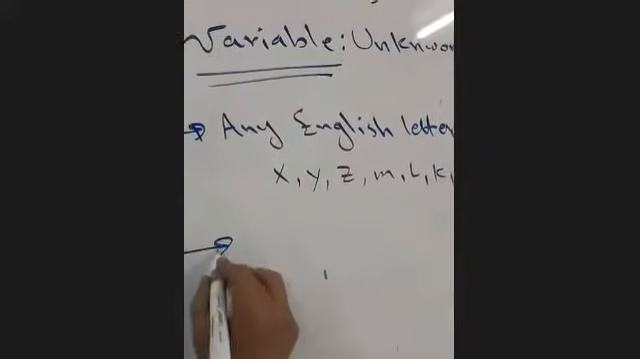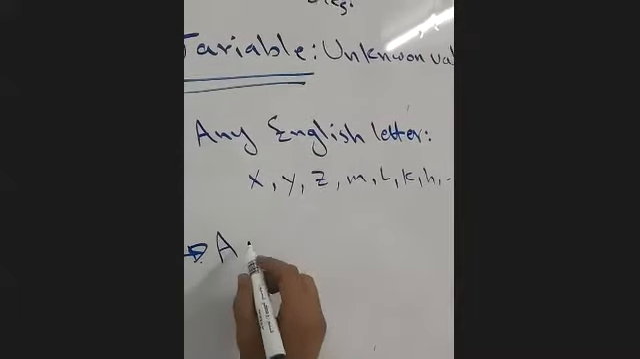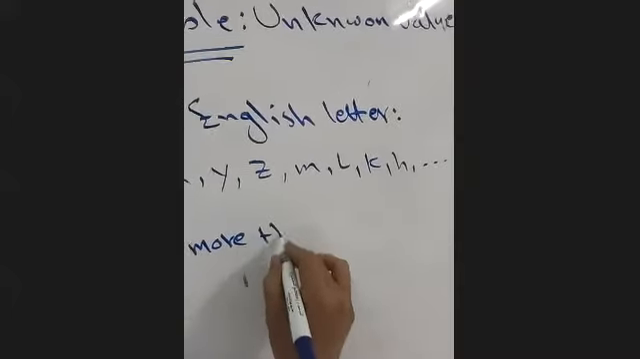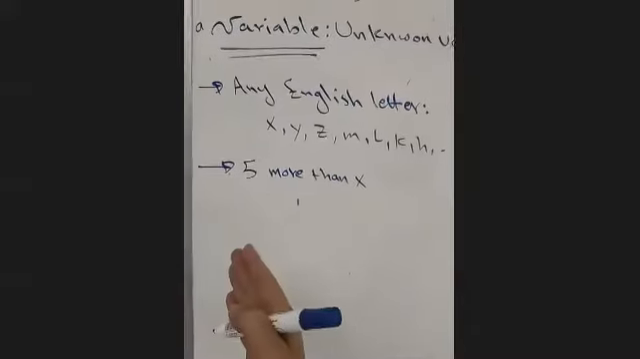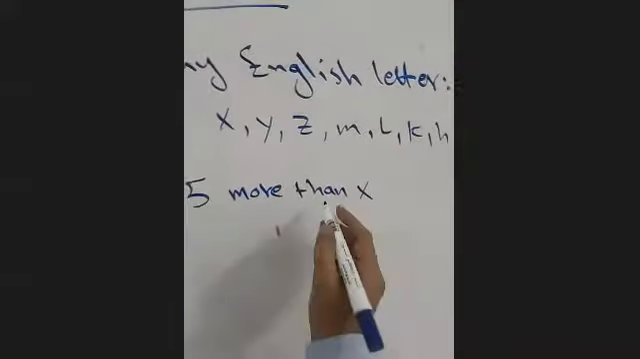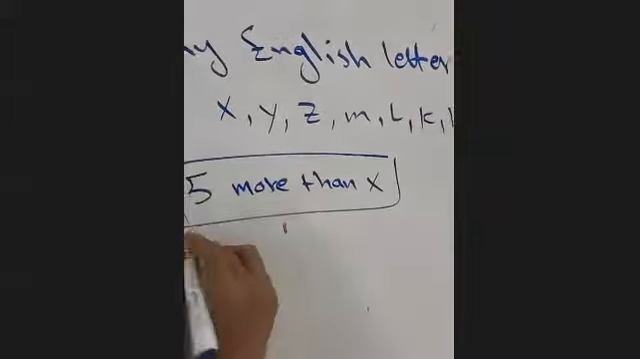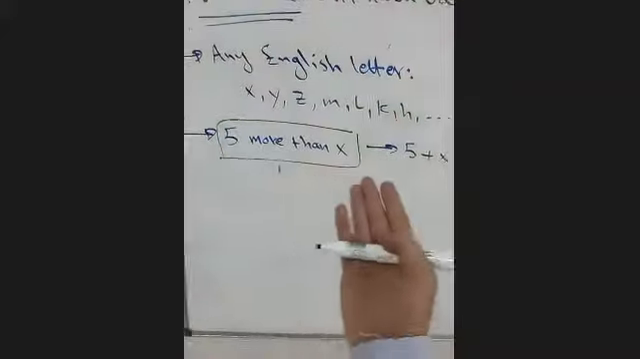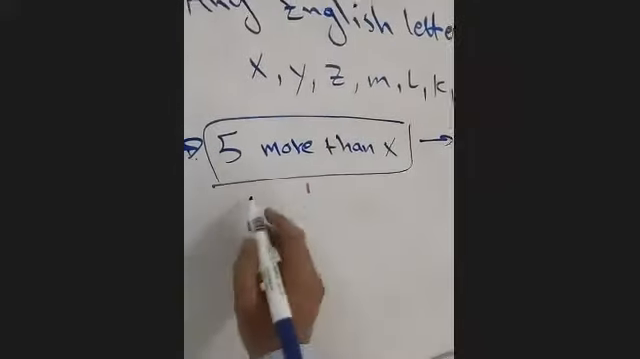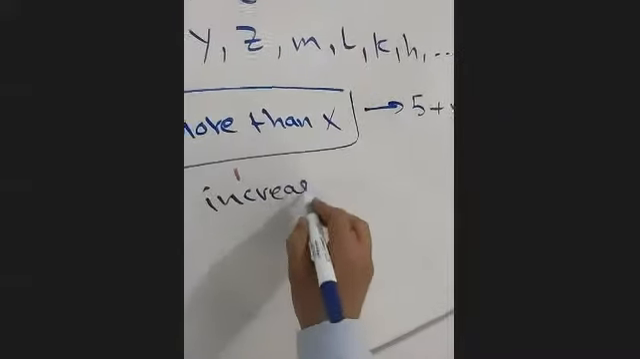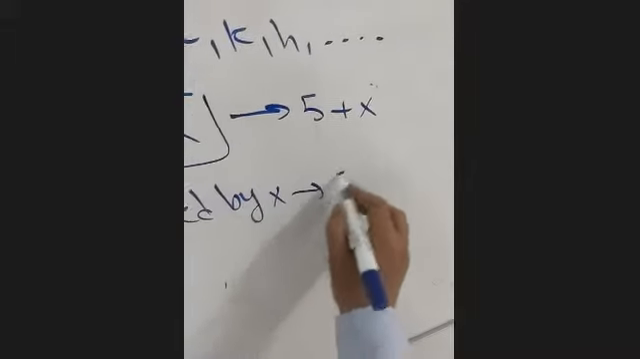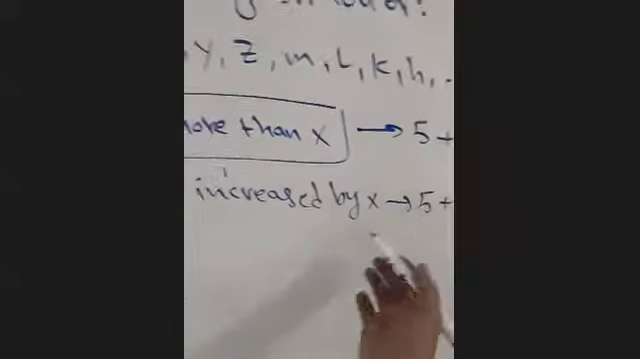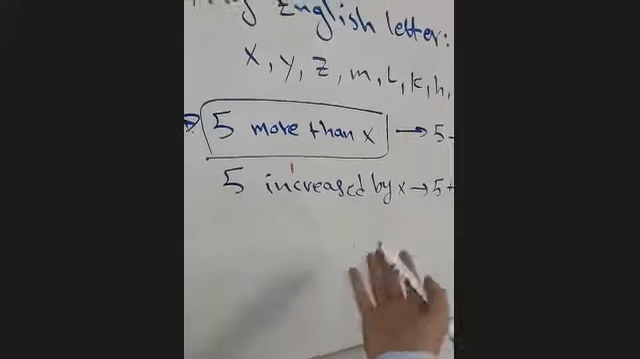Now, when I say 5 more than X, in math, guys, this phrase means 5 plus X. 5 more than X means 5 plus X. I can also say 5 increased by X, which means 5 plus X. So addition has keywords like more than, increased by, added, whatever.